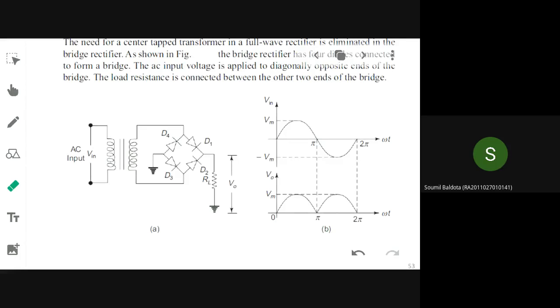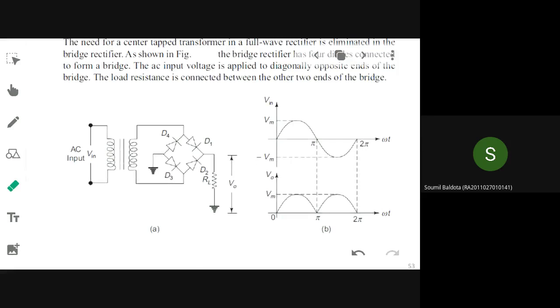D1 and D3 at a time and D4 and D2 at a time. During the first positive transition of the input cycle, the diagonally opposite diodes D1 and D3 will be in conduction. They will be closing. They will be forward biased and they will be connecting the input to the output.